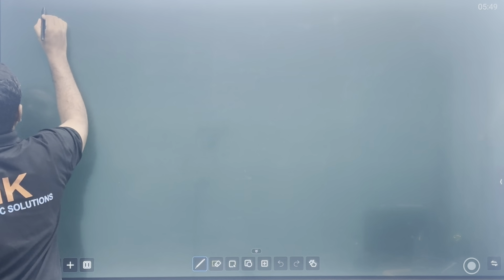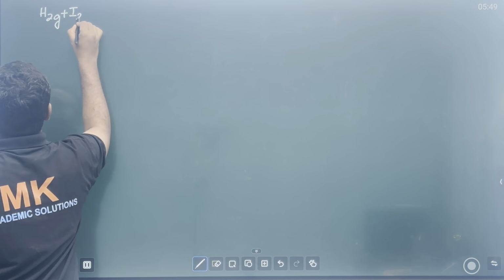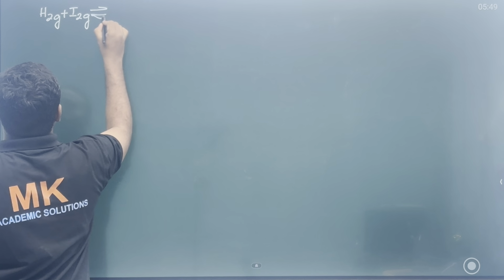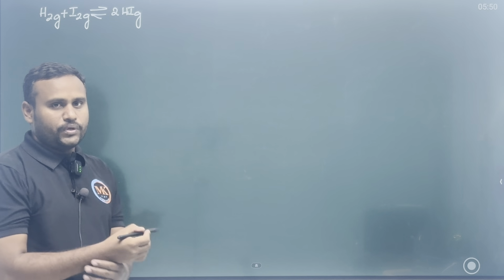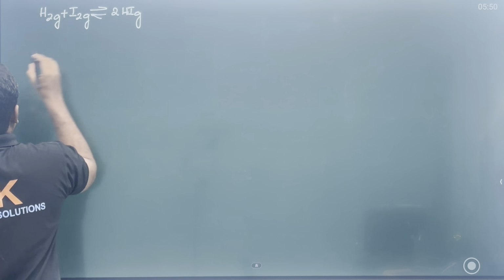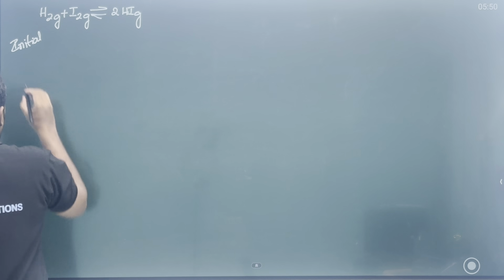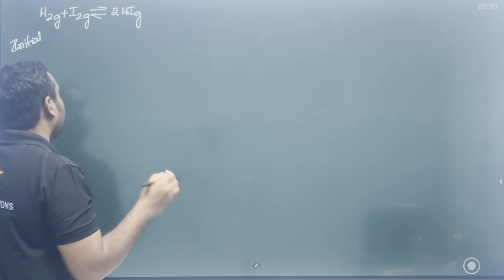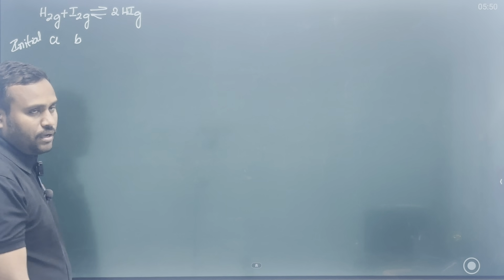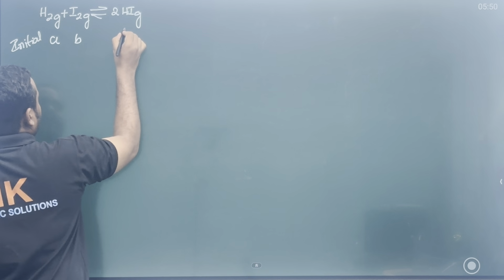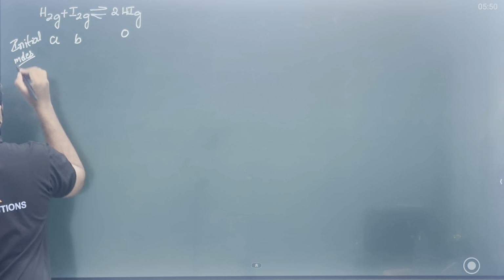So this is the reaction they have given. H2 gas plus I2 gas gives rise to 2HI gas. So now, initial number of moles of H2 we are going to consider as A, and initial number of moles of I2 we are going to consider as B. Initial number of moles of HI we are going to consider as 0. So these are the initial moles.